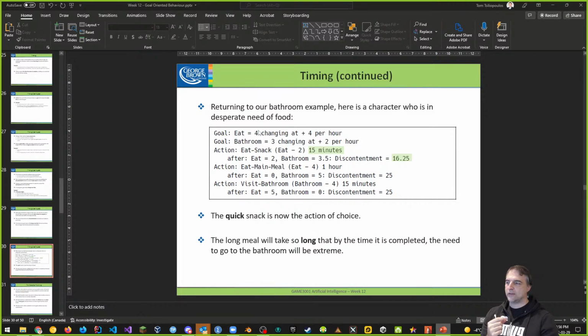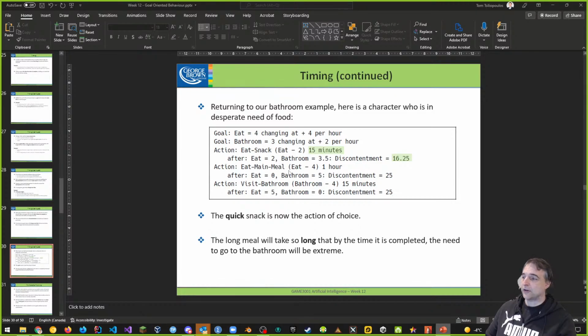Again, what did you start from? 4 and 3, right? So your discontentment originally was 4 times 4 is 16, plus 9 is 25. You're going to go down from 25 to 16.25, which means that your eat snack action happens to be the best one, based on the time it takes to eat the snack and what effects it's going to have on your goals. Eat main meal may satisfy your eat requirement more, but the problem is it's going to drive your eat down to 0, but your bathroom is going to go up to 5. 5 times 5 is 25. So it's going to go from 25 to 25, which means no change.